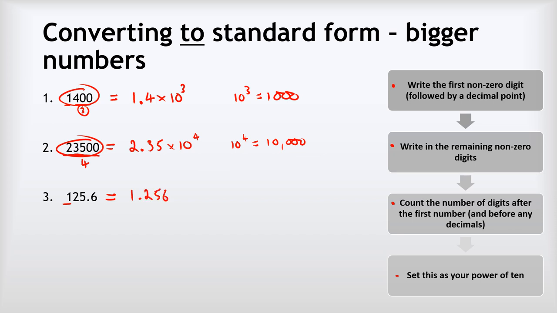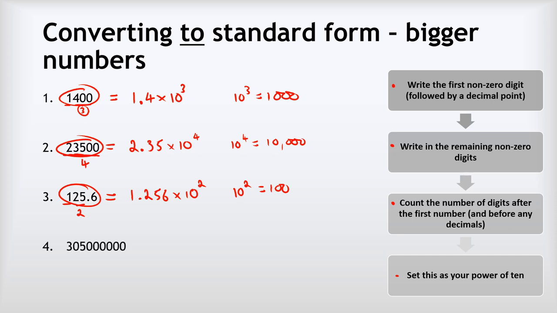1.256. And then we count the number of digits after the first one and before the decimal point. So that is just those two digits there. So that becomes my power. So I go times 10 to the power of 2. And again, let's do a sense check. 10 to the power of 2 equals 100. So my answer, or my initial value, should be in the hundreds. And yeah, that is in the hundreds.